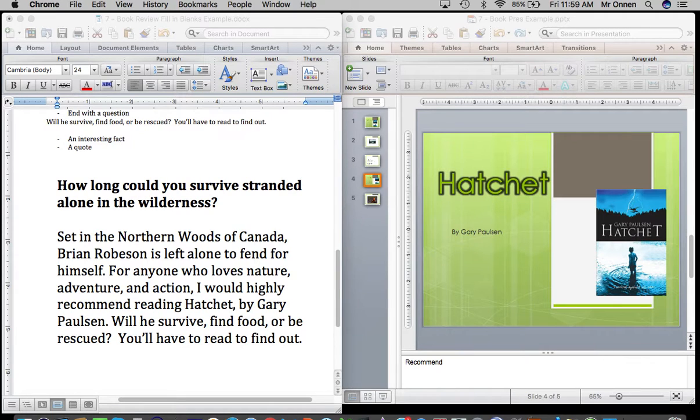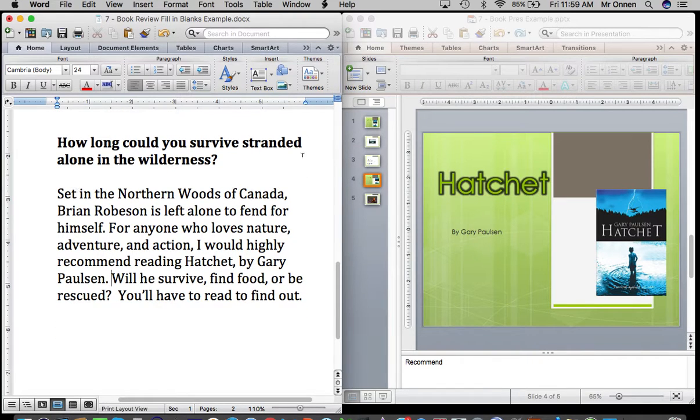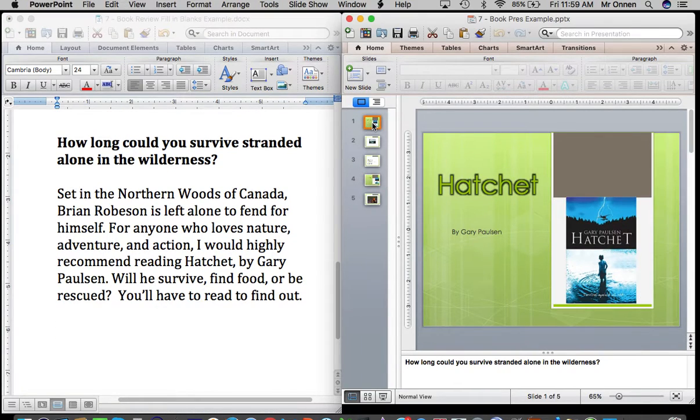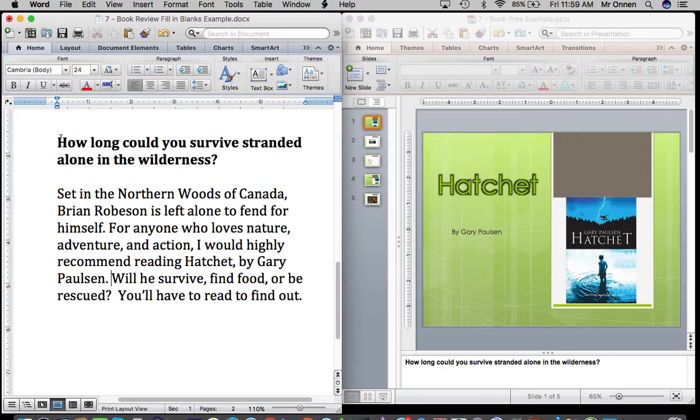Okay, so we're actually on to the presentation stage with our book. So I have my script typed up over here, and I have my PowerPoint over here. So what I want you to do is, first of all, make sure it lines up. So I have my hook, which is in bold here.